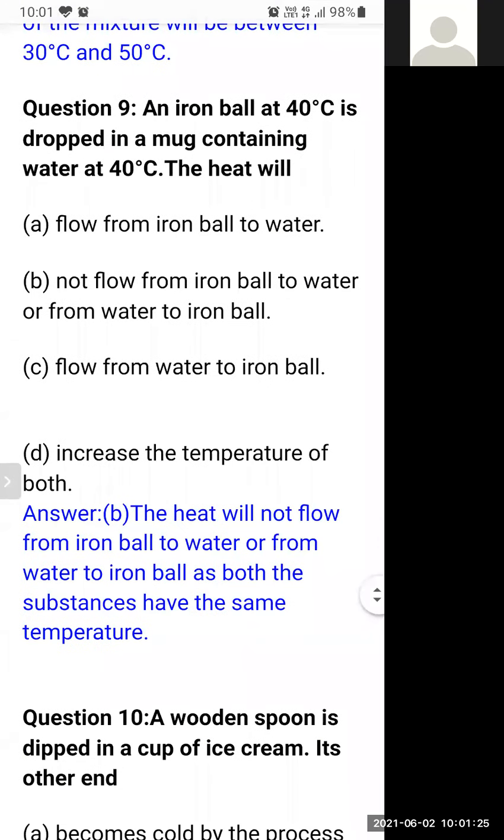Increase the temperature of both? No, option D is not correct. Flow from water to iron ball? No, C is not a correct answer. So B is the correct answer.